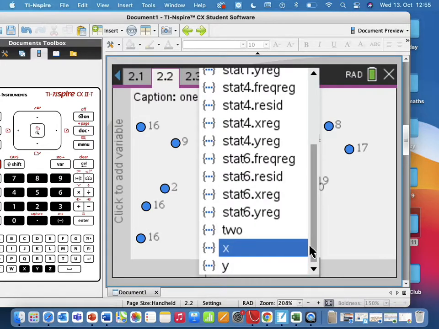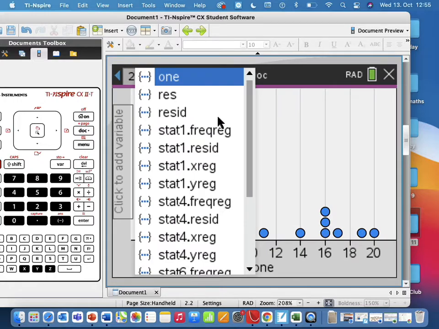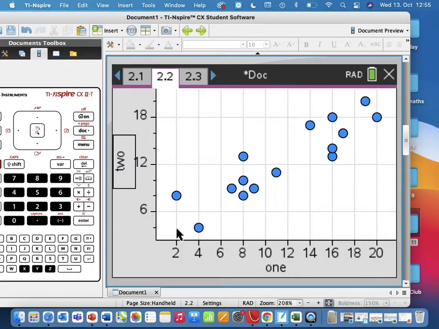Now, before we had x and y, but I think I called them 1 and 2, so 1 on the x, and here I think we called it 2 on the y. All right, test 1 and test 2. Beautiful, right? So you can see visually it's linear correlation.